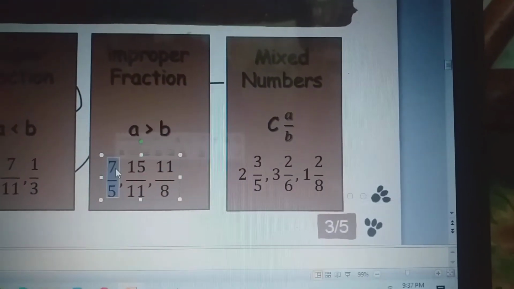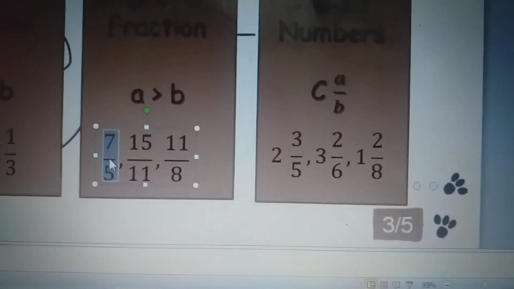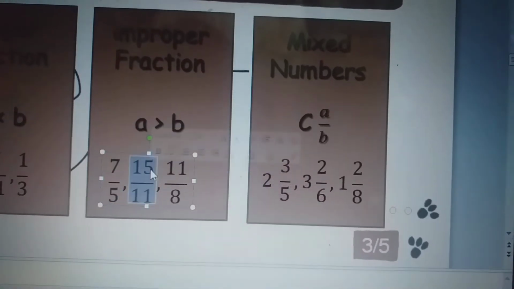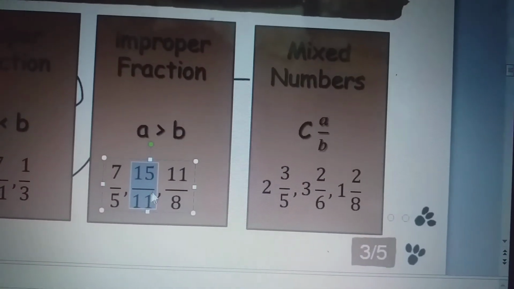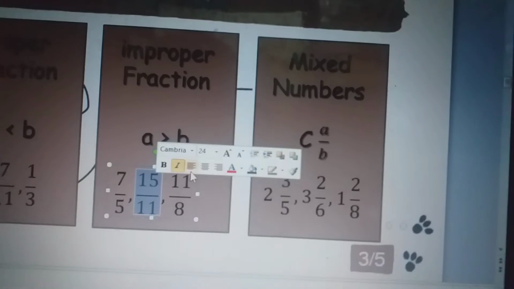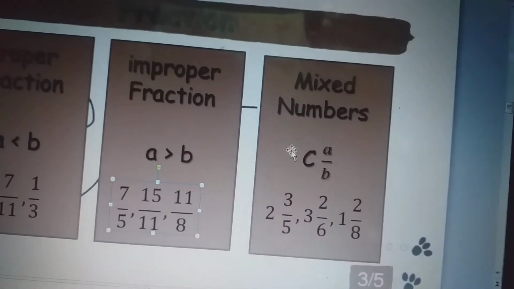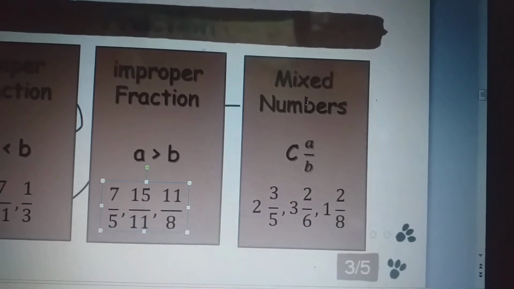So, we have the first example, 7 over 5. So, si 7 ay malaki kay 5. 15 greater than 11. So, 15 over 11, then 11 over 8. Then, the last one, we have mixed numbers.